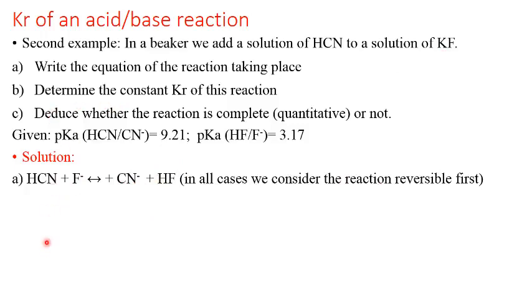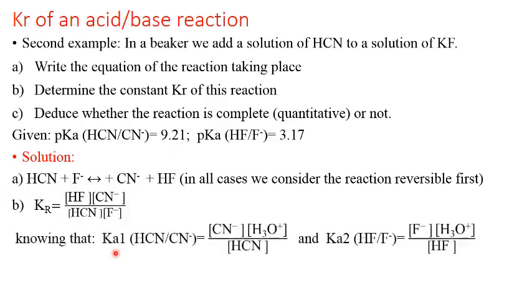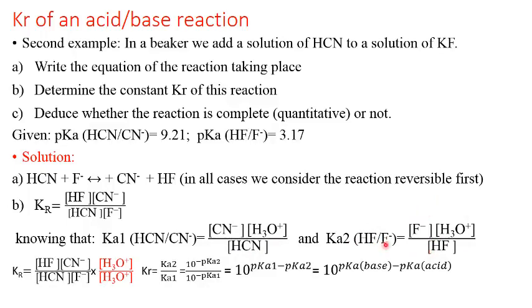Now, how to determine the constant Kr? As we worked previously, Kr in this case is equal to the concentration of the products over the concentration of the reactants. Again, what do we have to do? The same work. Ka1 is for the couple HCN/CN minus, given by the following relation as seen in the previous sessions, and Ka2 for this couple HF/F minus is also given according to the relation. What do we have to do here?